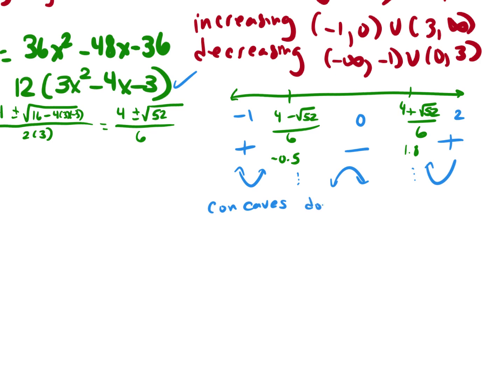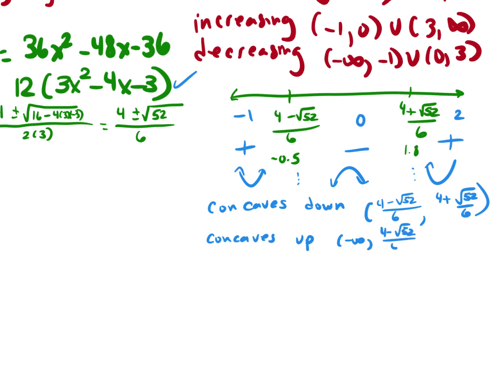So concave's down on 4 minus radical 52 over 6 to 4 plus radical 52 over 6. Concave's up, negative infinity to 4 minus radical 52 over 6, and 4 plus radical 52 over 6 to infinity. So there are inflection points at both. So this is an inflection point, and this is an inflection point. Because remember, anytime it changes from concave up to concave down, it's an inflection point.